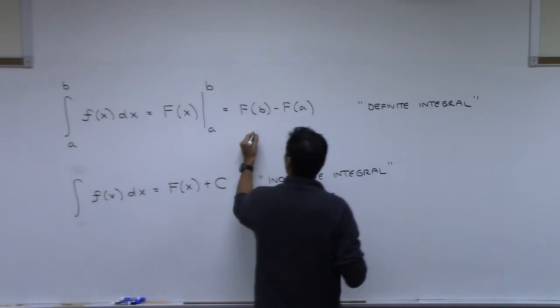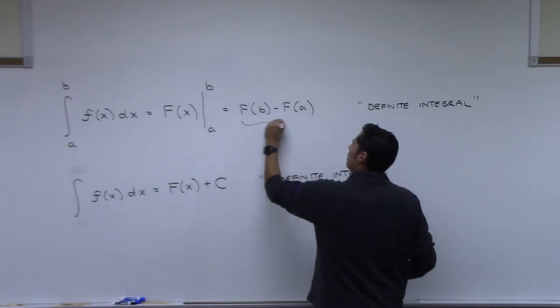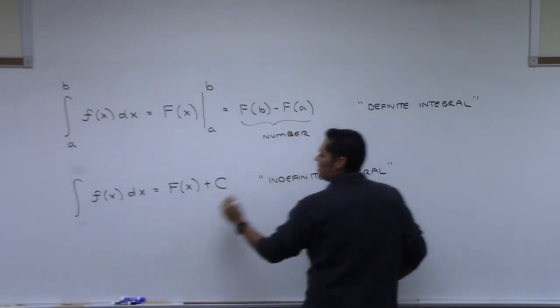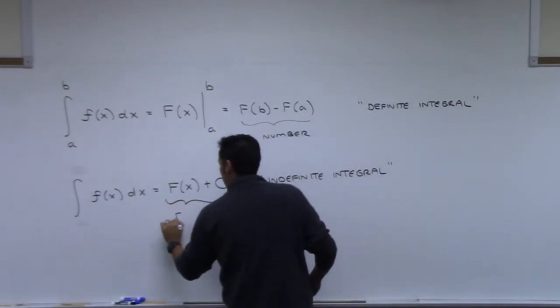So this answer right here is going to be a number, whereas this answer right here is a family of functions.